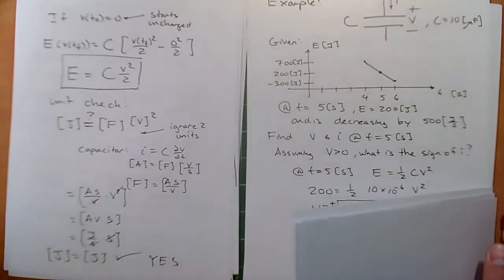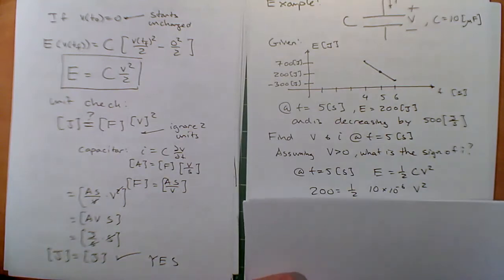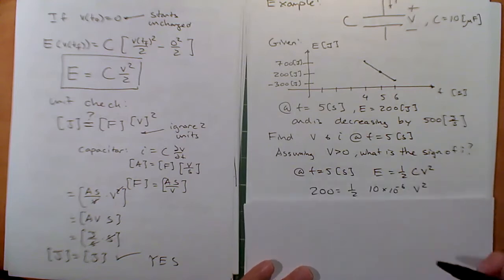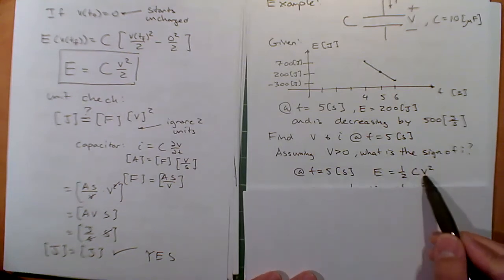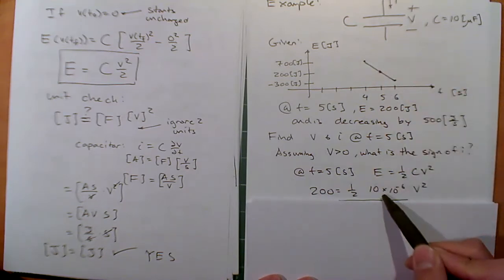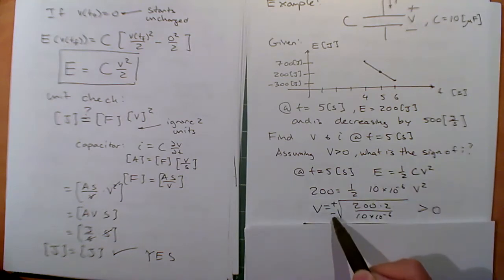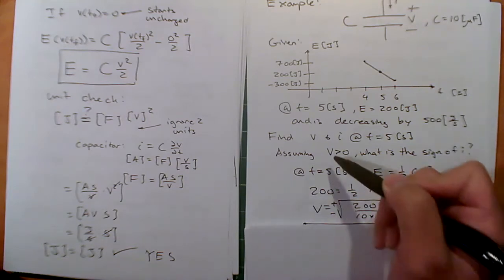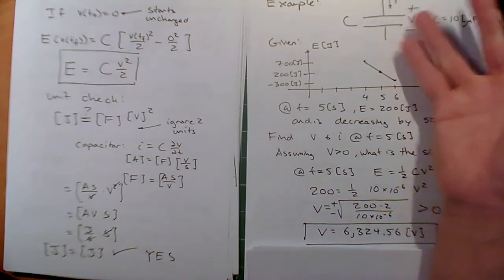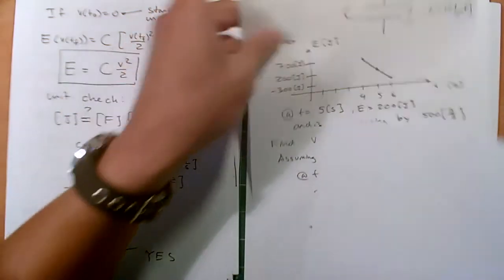So let's see if we can use our equations to figure some of this out, right? First thing here, let's just use our equation to solve for the voltage. So energy equals 1/2 CV squared, okay? So at 5 seconds, we have 200. We have the capacitance we were given, good. For the voltage, we can do plus or minus square root, right? We have the plus or minus, but we're making an assumption that we have a positive voltage. So in this crazy capacitor, it has 6,324.56 volts, okay?